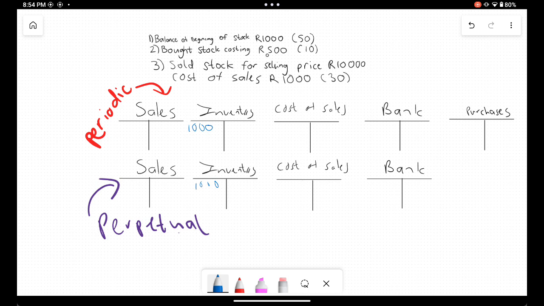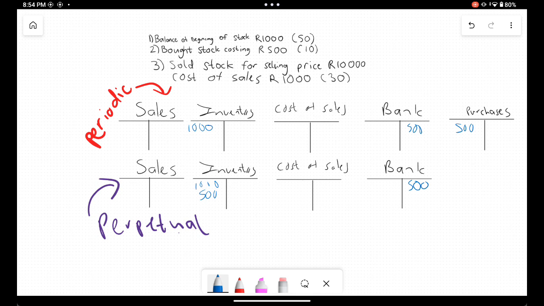Bought stock: debit purchases, credit bank for periodic. So debit purchases. How much? 500, yeah. So debit purchases, credit bank 500. For the perpetual, it will be debit inventory, credit bank, 500. Now obviously you can see the difference here. We're not putting in inventory, we're putting in purchases.